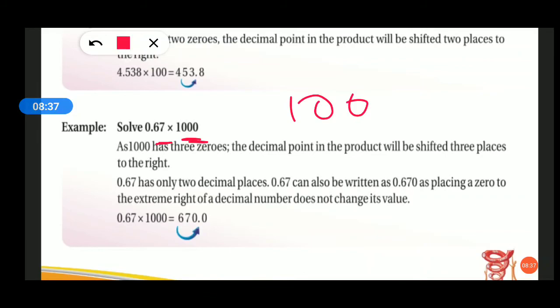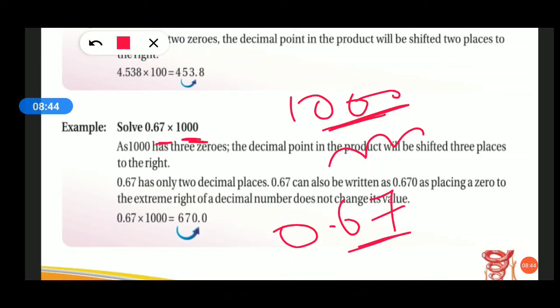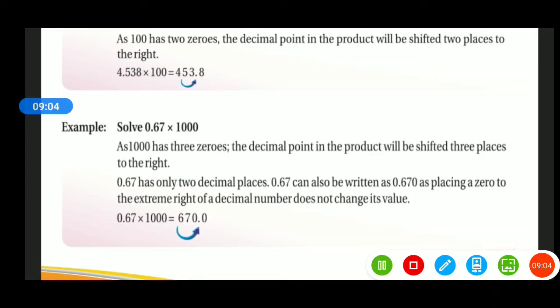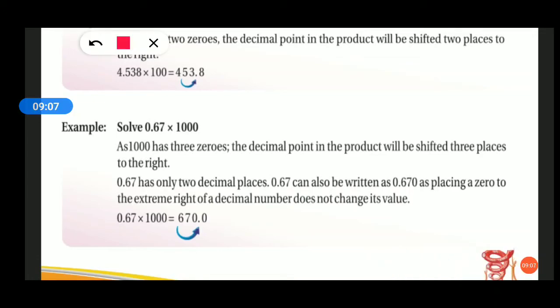In 1000 you have 3 zeros, so you need to shift it 3 times, whereas in the question we have only 2 digits. You can add 0 here, which does not change the value. If you add any 0, that value does not change. Now what you need to do? Adding 0. Okay, students, understood? Now you need to multiply. Placing a 0 to the extreme right of a decimal number does not change its value. Now you multiply it. Now you need to shift the decimal point.